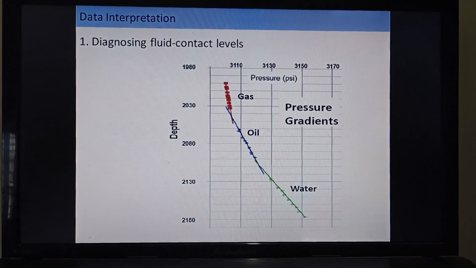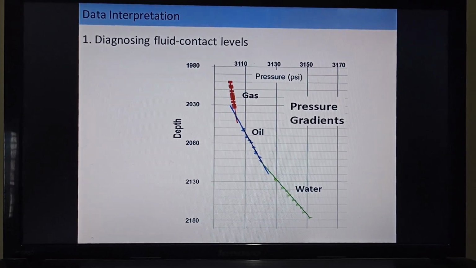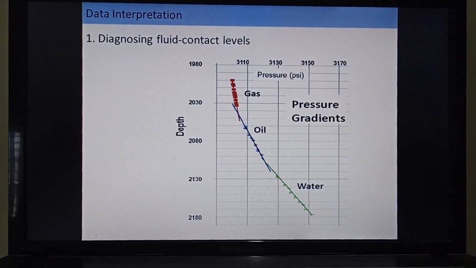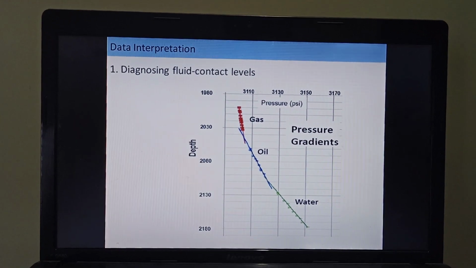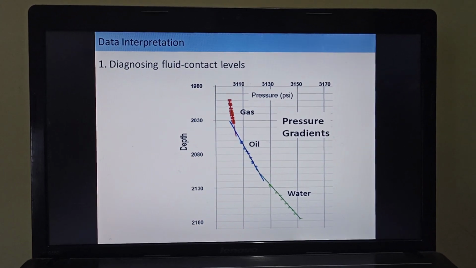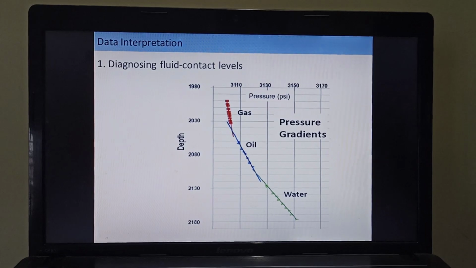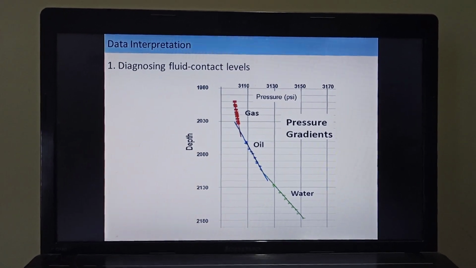Now based on this, the pressure gradients are measured at the corresponding depths of the gas oil contact and the water oil contact. So based on this fluid contact level, important mapping of the reservoir fluid nature, trends and compartmentalization of the reservoir can be identified easily.